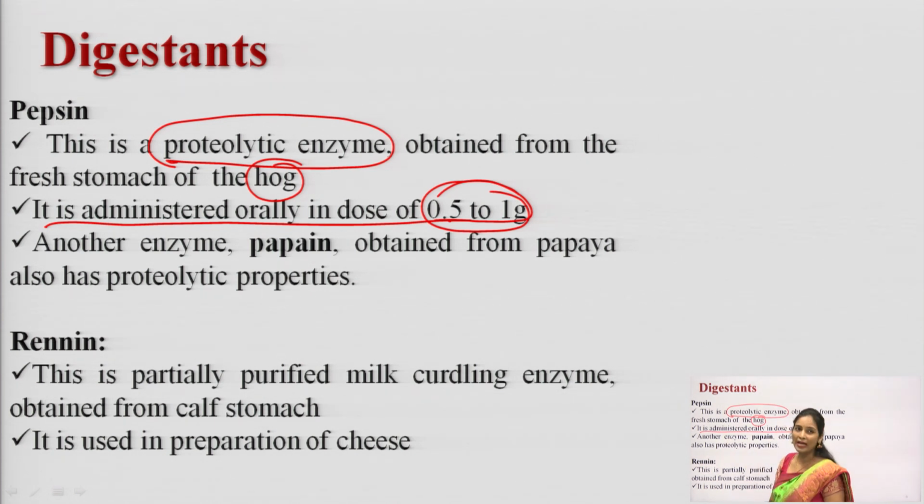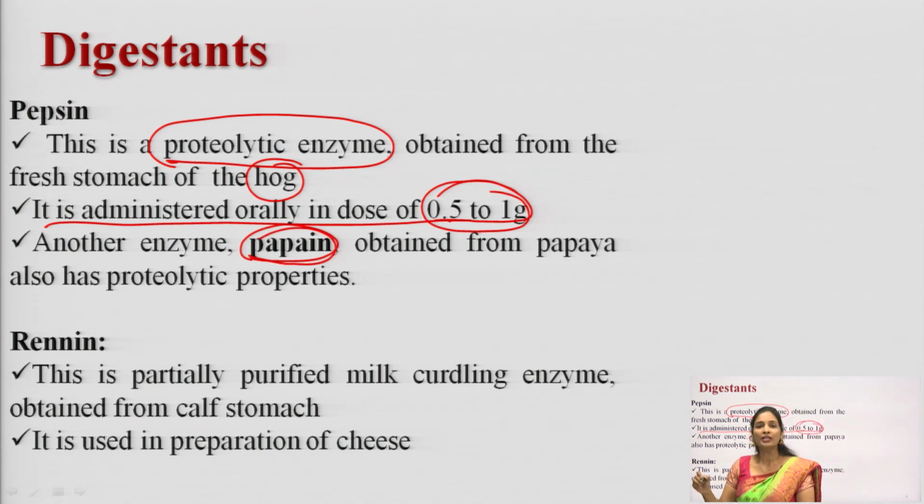Another enzyme like papain, which is present in papaya, is also used as a proteolytic enzyme. It is also helpful, and it will improve the digestion.